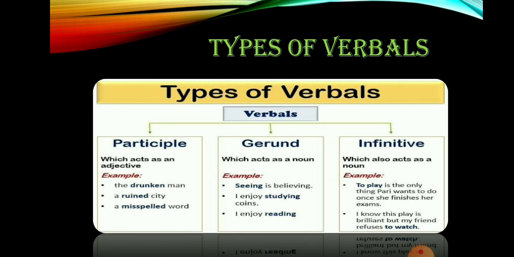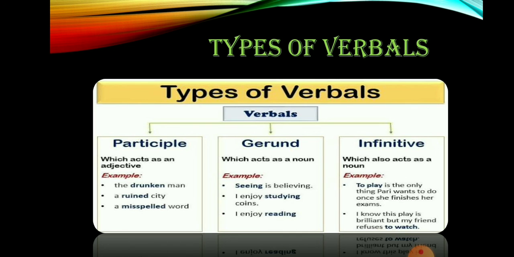Now the second type, gerund, very easy. This is a form of the verb which acts as a noun, and you can very easily identify it because it is just adding ing to the first form of the verb. Example, seeing is believing. Seeing is a gerund and it is working as a noun. I enjoy studying coins. Studying is working as a noun.